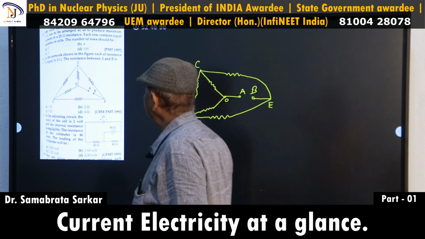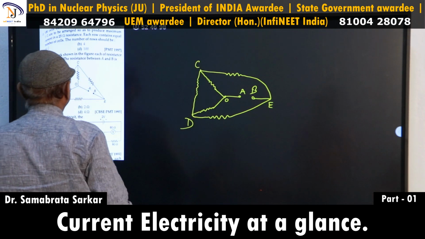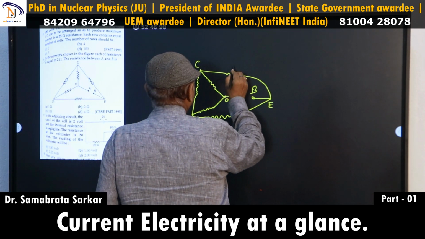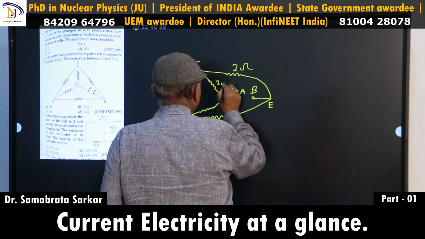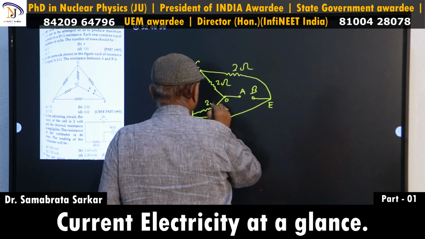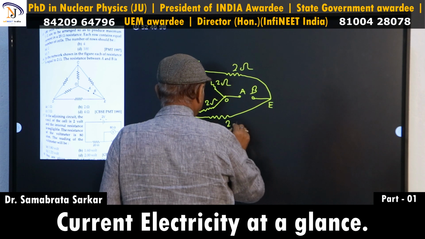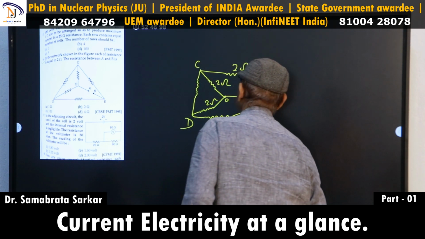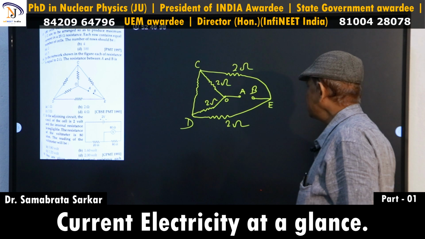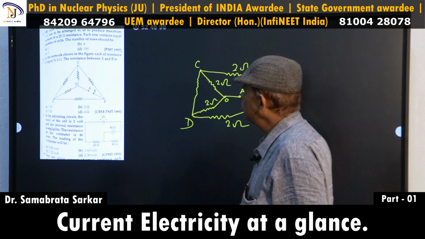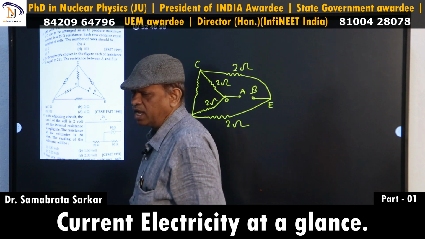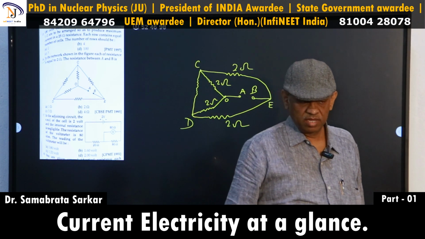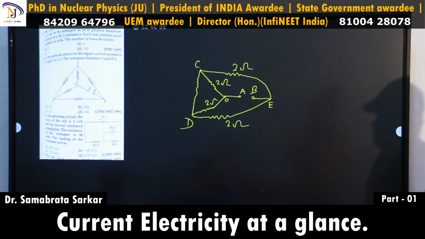All are having the same equal resistance, that is 2 ohm. And this is also 2 ohm. Then what you have to do? You have to find the resistance between A and B.